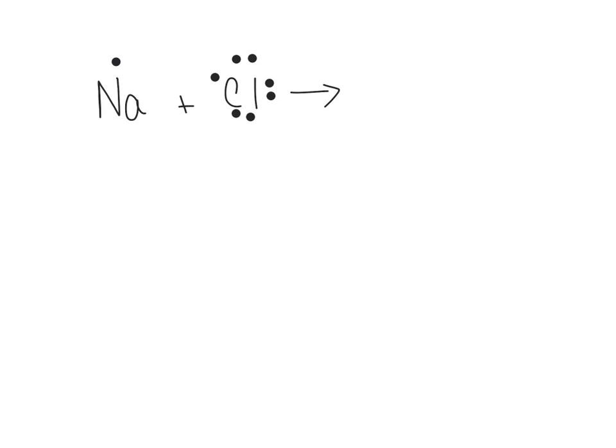Okay, you draw an arrow showing where that electron is going to go. So that sodium atom is going to donate its electron to chlorine. So you're going to end up with 2 ions.